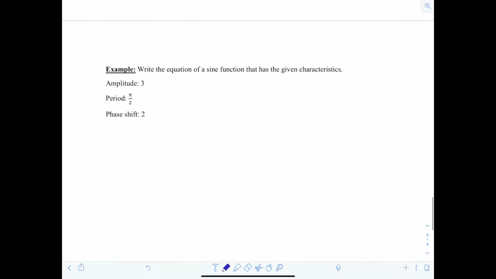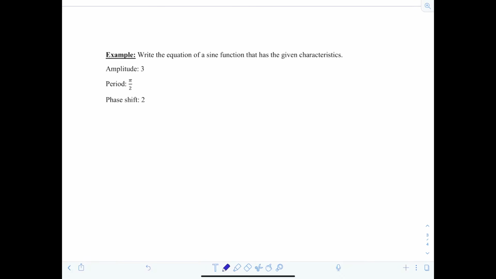Now, last example, we're going to go the other way. We're given some characteristics about a function, and we have to write its equation. Okay, so we have the amplitude is 3. They tell me to use a sine function, and the period is pi over 2. So now I want to know what's the coefficient on x, right? Sometimes we call it tau or b, so I'll use tau.